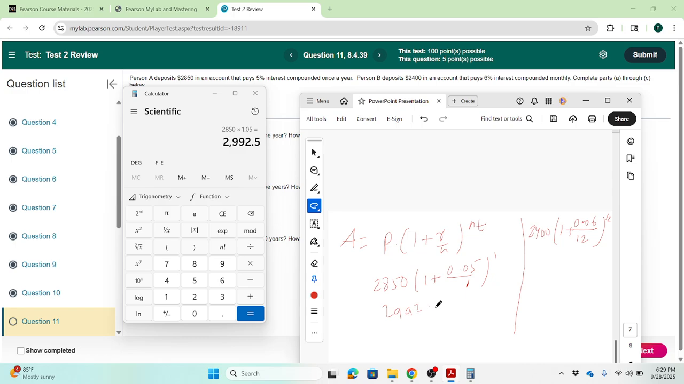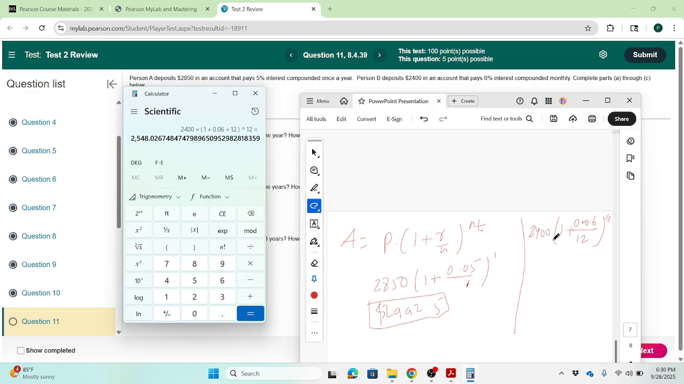2992 bucks 50 cents. That's the future value for person A. For person B, it's 2400 times... This time we have to type everything here because there is 1 plus 0.06 divided by 12, parenthesis close, and then power of that parenthesis, which is 12 times 1, which is 12.